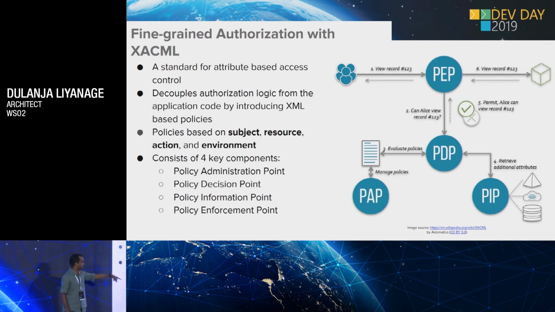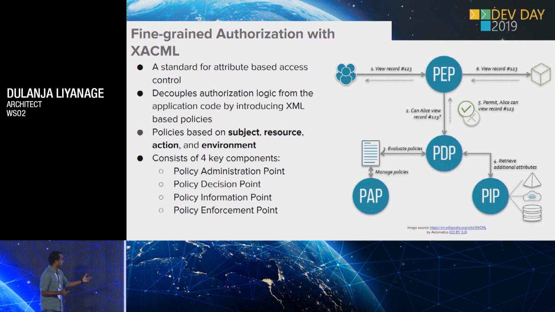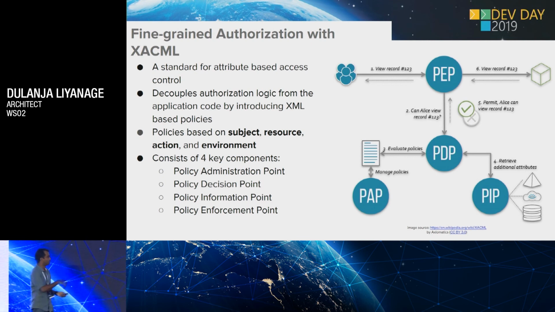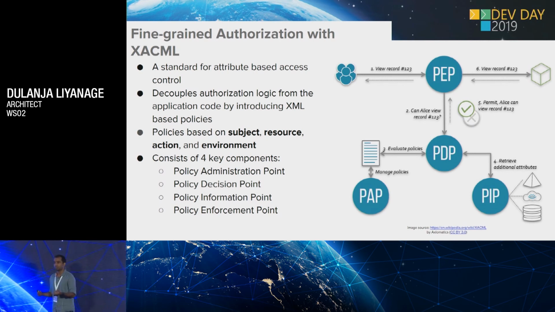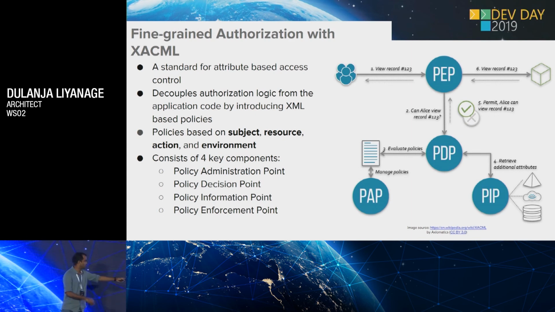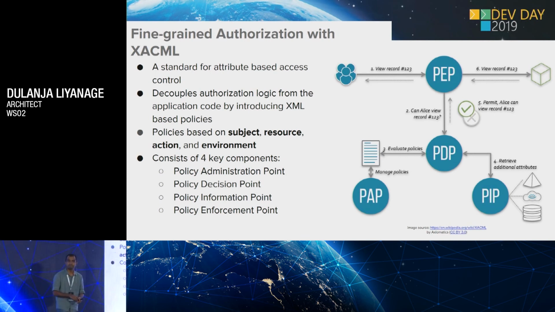One is called a policy administration point. This is where you go and create policies, right? Then you have the policy decision point. This is where the decision is made using those policies. Then there's a policy information point. If some information is missing, the policy information point can go and grab that information. For example, the subject can come as Dulanja, right? But the authorization needs my roles. Now, the PIP, or policy information point, can go and get those roles of Dulanja. Those are not coming in the request, right?